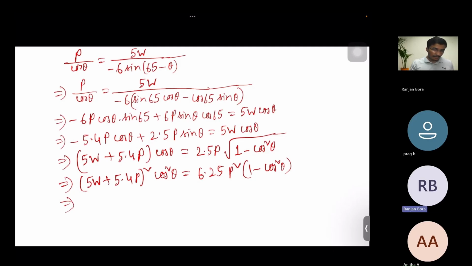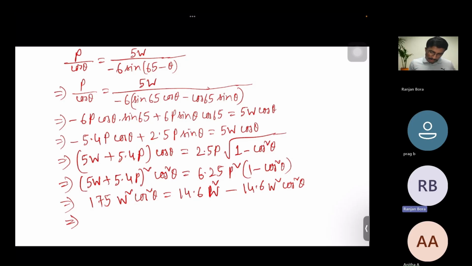1.53 into 5.4 plus 5 square 175. It is coming 175 w square cos square theta equal to 1.53 square into 6.45, 14.6 w square minus 14.6 w square cos square theta.